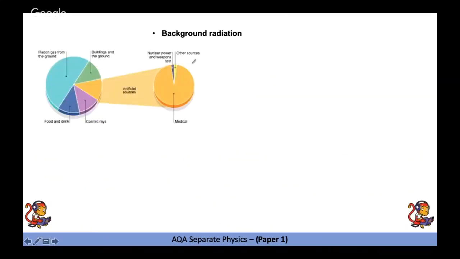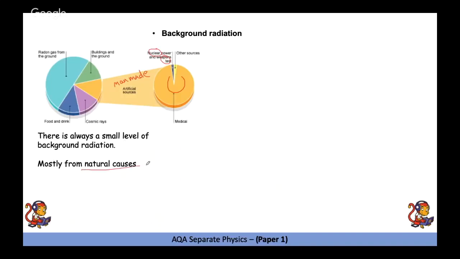Okay, background radiation. We can see here all of the background radiation that might be present in this room at the moment, and we can see only a tiny proportion of it comes from man-made sources, so artificial being man-made. Now you can see that of all the man-made ones, nearly all of them are medical, and there's a few here which are from nuclear power and weapons testing, very, very little. So there is always a smaller amount of background radiation around us. Mostly is from natural causes, not very much of it is man-made.